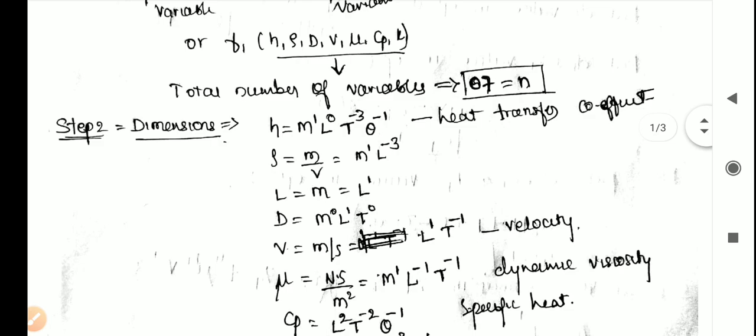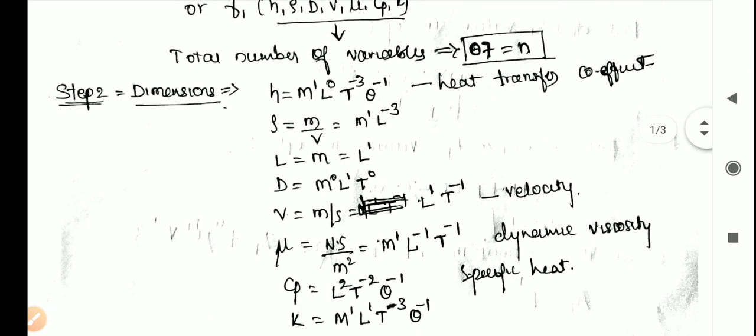Okay, so next step is dimensions. Okay, so first is h. h is equal to M raised to 1, L raised to 0, T raised to minus 3, theta raised to minus 1. Okay, h is a heat transfer coefficient. Okay, next is rho, right? Rho formula is mass by volume, right? So M raised to 1, L raised to minus 3. And d is a length which is in meter, right? So L raised to 1. Diameter is M raised to 0, L raised to 1, T raised to 0. Okay, and velocity is meter per second, so L raised to 1, T raised to minus 1.